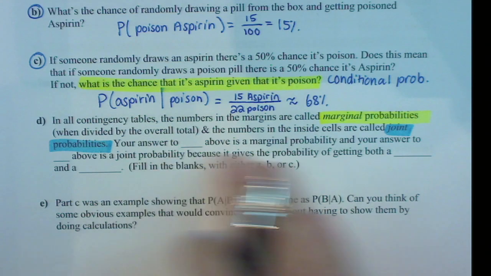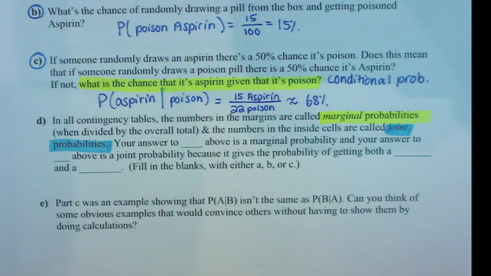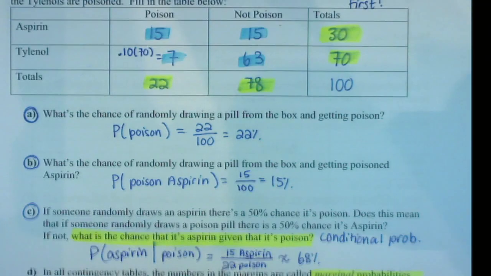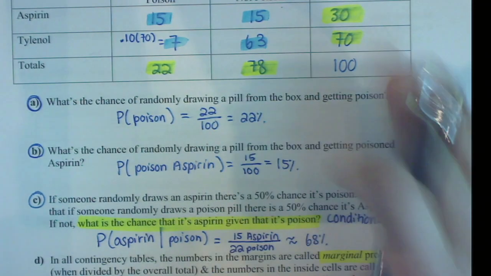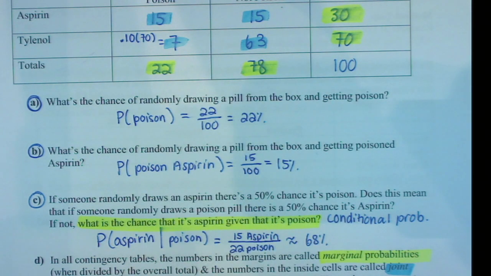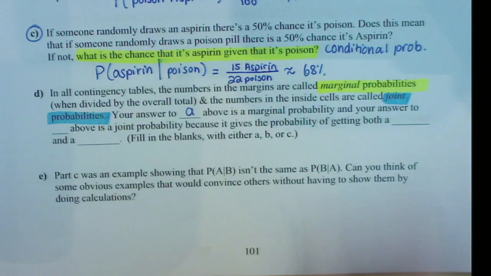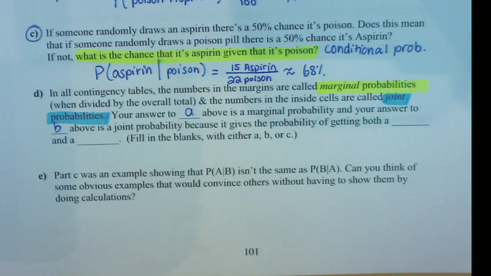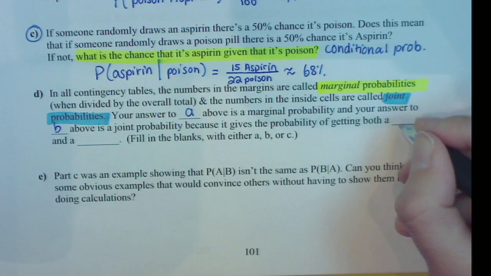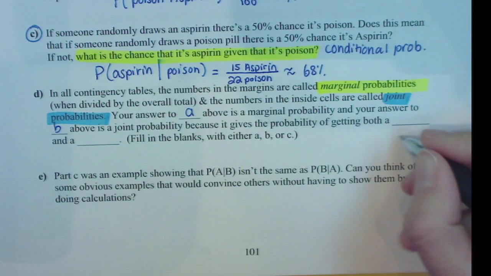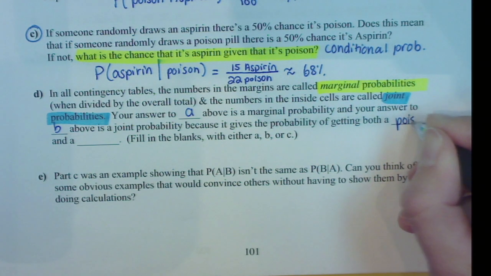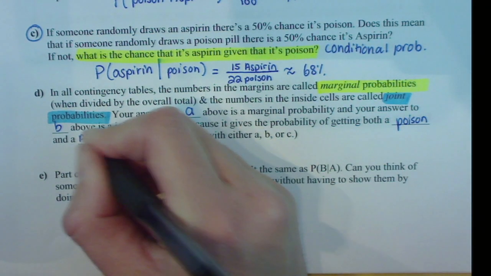So what does this want? Which answer is a marginal? Which one's a joint? So we can just look. This one I'm looking at 22. That is definitely one of the marginal ones. This one I'm looking at 15. That's one of the joint. So I can say my answer to A is marginal. My answer to B is joint. And B is joint because part B says, what's the chance of getting a poison aspirin? So we're looking at two conditions. We're looking at it being poison and aspirin.